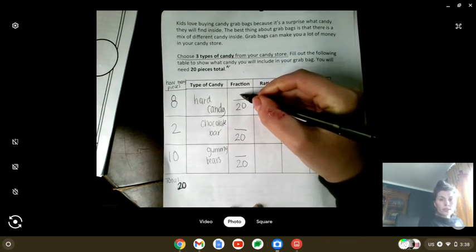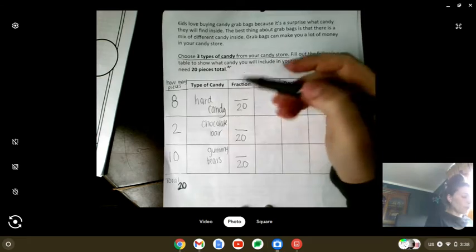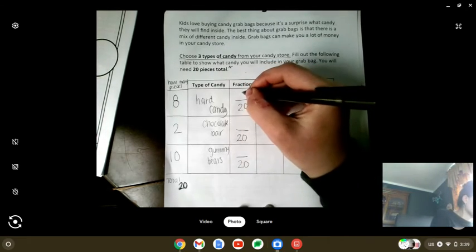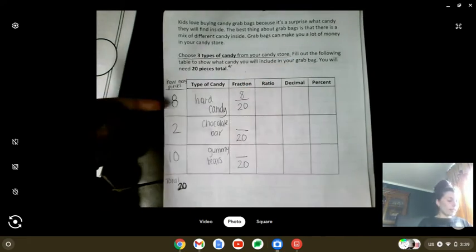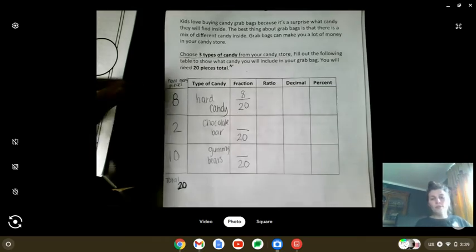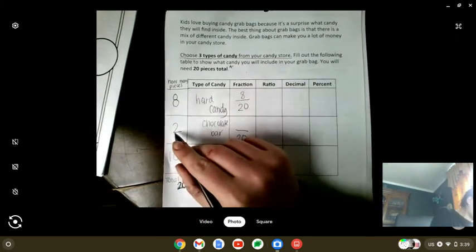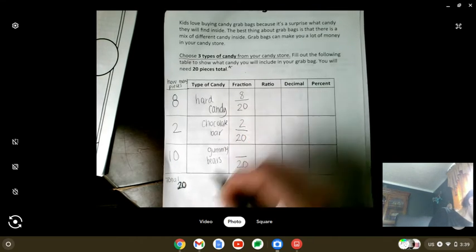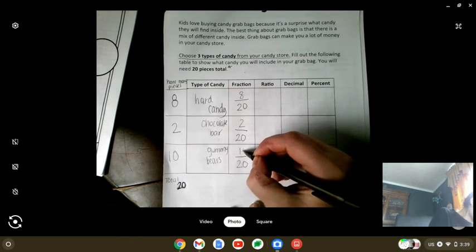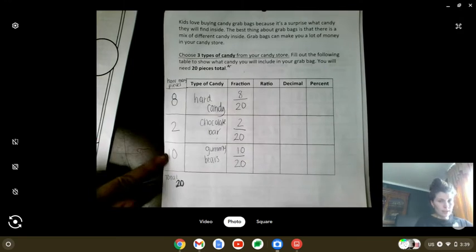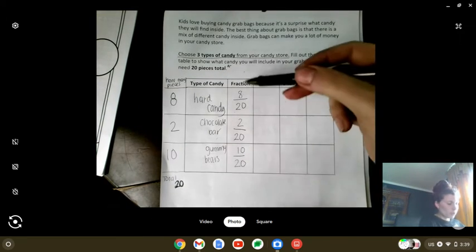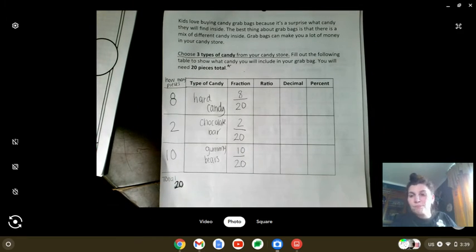And then our part is how much of that candy. So how many hard candies out of 20? Mine is 8. 8 hard candies out of 20. That would be my fraction. For chocolate bars, I have 2 out of 20. And for gummy bears, I have 10 out of 20. Taking this number over here and turning it into my fraction, or my numerator. Give it a pause. Unpause when you are ready.